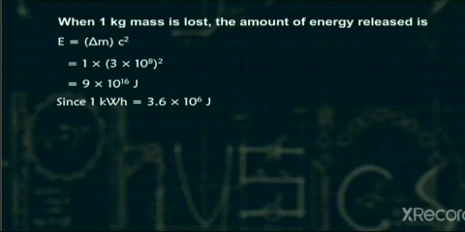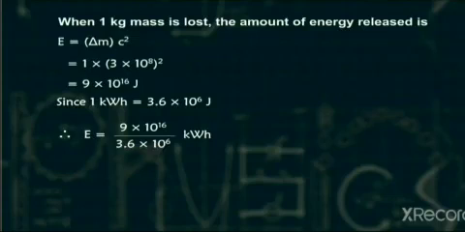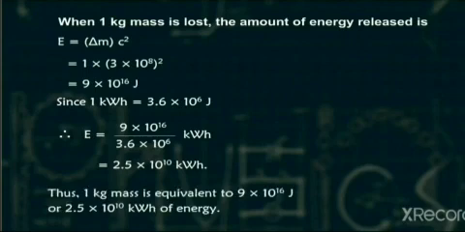= 9 × 10^16 joule. Since 1 kilowatt hour is equal to 3.6 × 10^6 joule, therefore, E = 9 × 10^16 / 3.6 × 10^6 kilowatt hour = 2.5 × 10^10 kilowatt hour. Thus, 1 kg mass is equivalent to 9 × 10^16 joule or 2.5 × 10^10 kilowatt hour of energy.